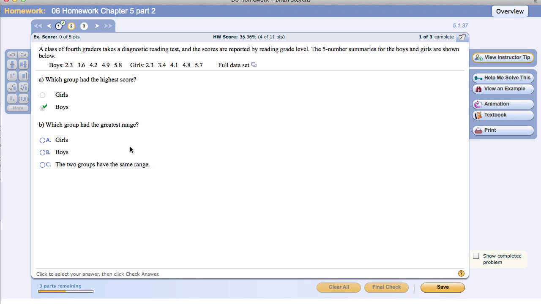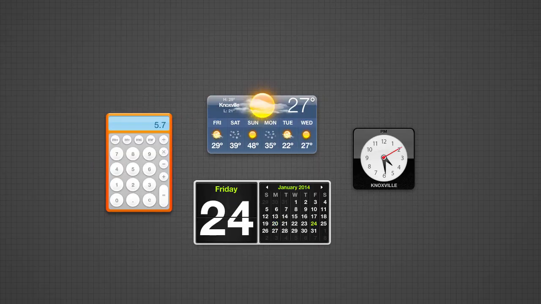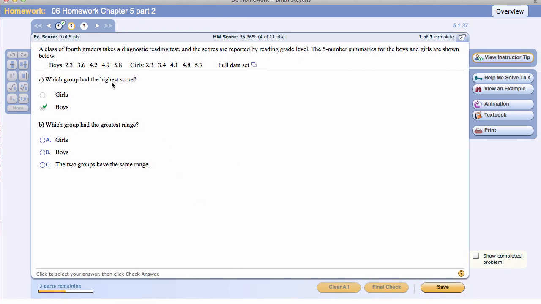To do this, we need to do max minus min. And in my example right here, the min is the same for both. If we do max minus min for girls, we will get 3.4. That is obtained by 5.7 minus 2.3. Now, to do it for boys, we would do 5.8 minus 2.3. If you notice, since the max is further away, the boys will definitely have the greatest range here.